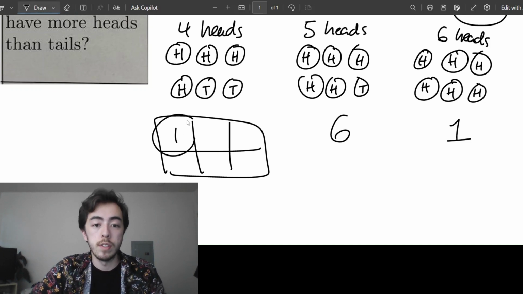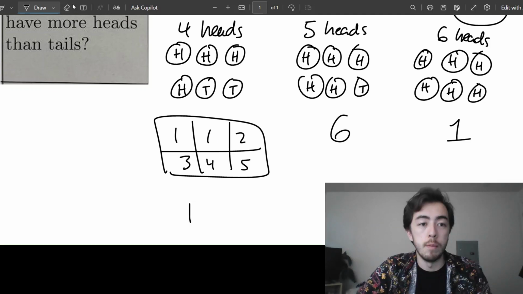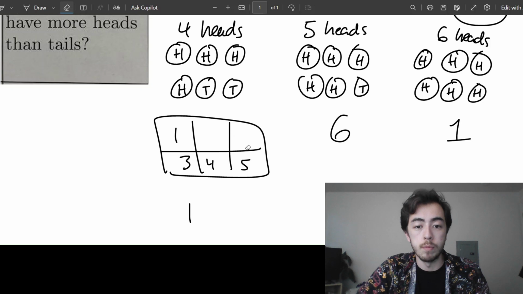So of the scenarios where the first coin is tails, I have 5 total scenarios to count, right? 1, 2, 3, 4, 5. All of those are distinct outcomes where we get 2 tails, but they just show up in different spots.